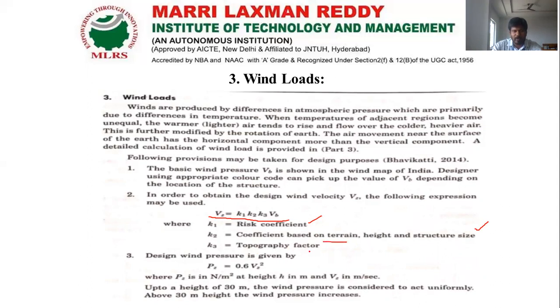Next, topographic factor, which is similar to our terrain conditions. K3 is the topography factor, meaning based on location. Then the design wind pressure Pz is equal to 0.6 Vz squared. Vb is the basic wind speed, which depends on the nature of the field and varies. We can get it from our handbook.